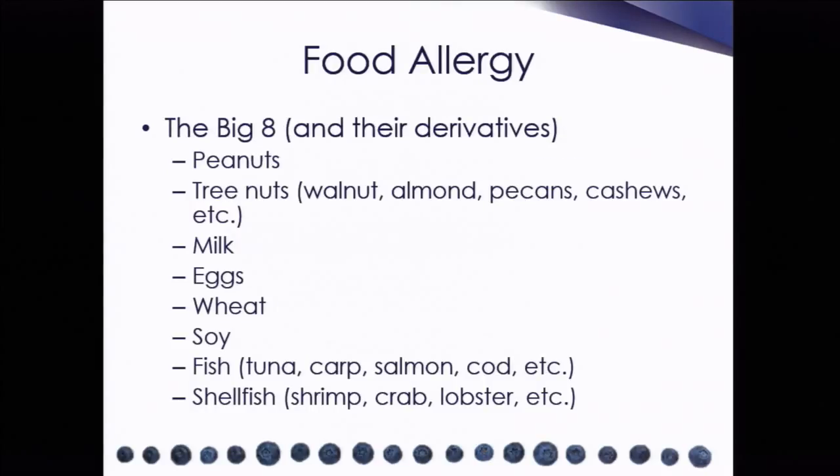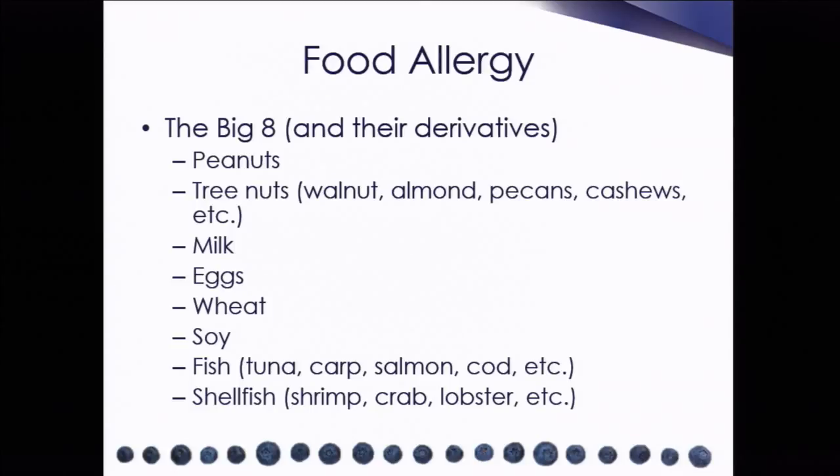About 90% of all food allergies fall within what's called the Big 8. The Big 8 includes allergens such as peanuts, tree nuts, which may include walnuts, almonds, pecans, cashews, etc., milk, eggs, wheat, soy, fish, which may include things such as tuna, carp, salmon, cod, etc., and shellfish, such as shrimp, crab, lobster, and many others. All of these allergens can be found in many other forms or under different names.